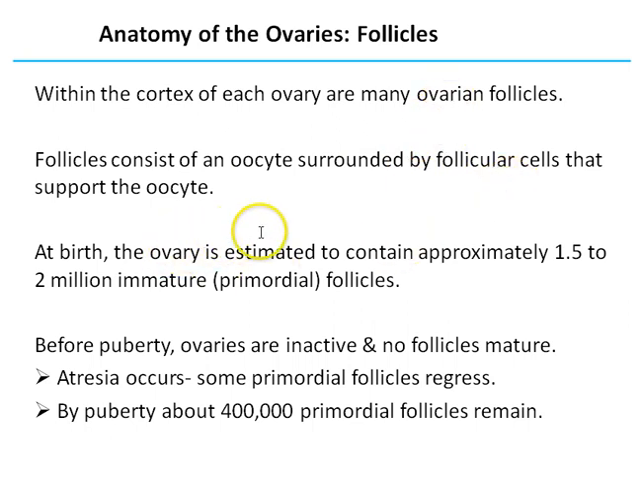At birth, the ovary is estimated to contain a lot of follicles, about 1.5 to 2 million of them. However, at birth, they're very immature. They exist in a form we call primordial. After birth, no new follicles are created. In fact, many will regress. A process called atresia occurs, where primordial follicles will regress. By the time puberty comes around, about 400,000 primordial follicles remain.